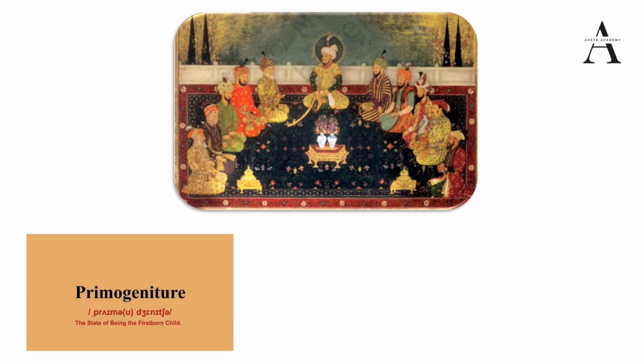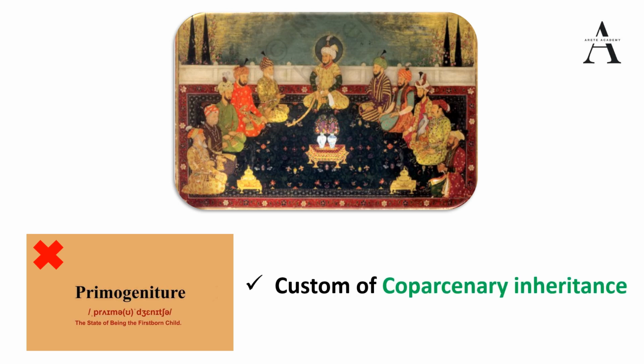What I want to discuss through this image is that the Mughals did not believe in the rule of primogeniture. Primogeniture means that the eldest son inherits the father's property, reign, or estate. They didn't believe in this. Rather, they believed in the custom of Coparcenary inheritance. Here, there is a division of inheritance among all the sons. This is what they followed.